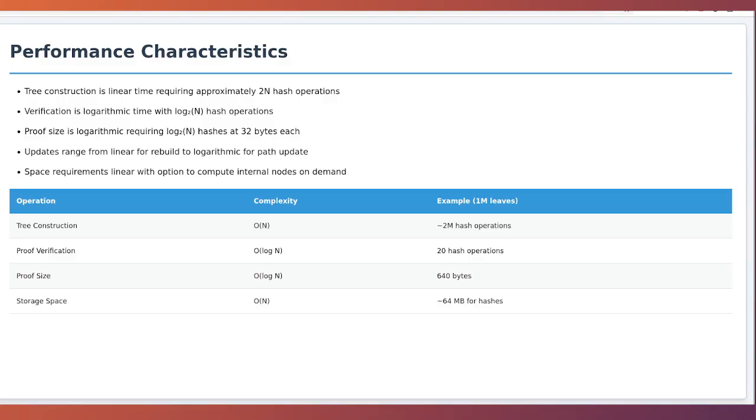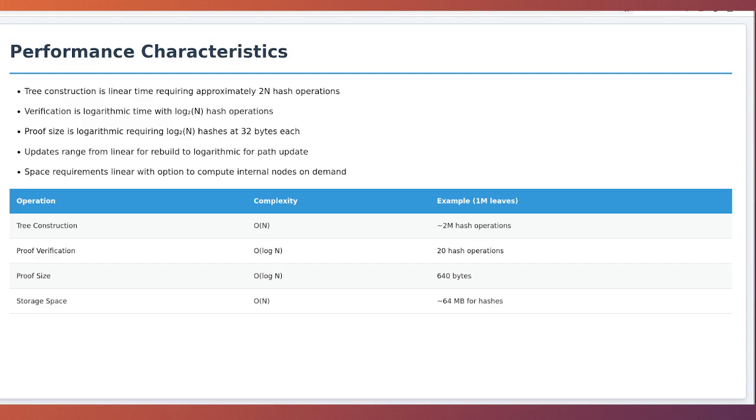Verification time for a Merkle proof is logarithmic. To verify one element, you perform log base 2 of n hash operations, one for each level of the tree. Even for 1,000,000 leaves, this is only 20 hash operations. Since SHA-256 computation is extremely fast, verification typically takes microseconds.